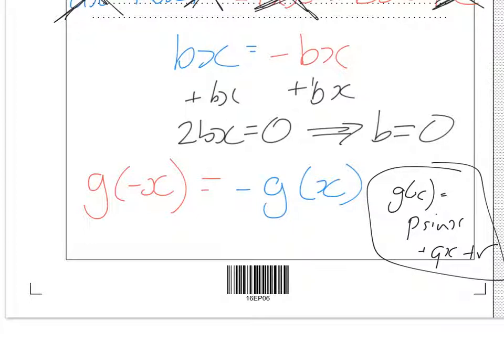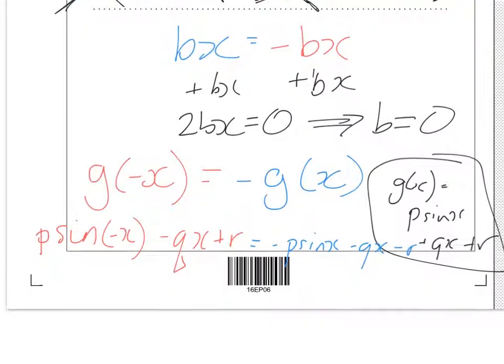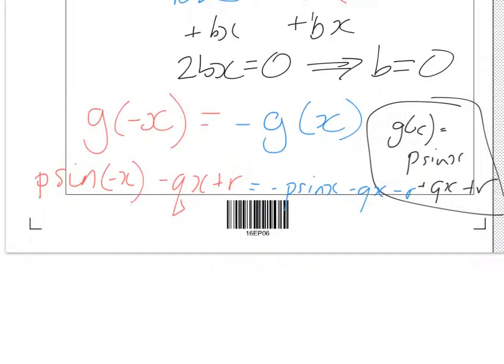So g of negative x becomes p of sine negative x minus qx plus r. And obviously negative g of x just means negating everything: minus p sine x minus qx minus r. Again, some of these terms will vanish. Minus qx appears on both sides, so that has no bearing. And p sine minus x is the same because sine itself is odd. You can write minus p sine x.